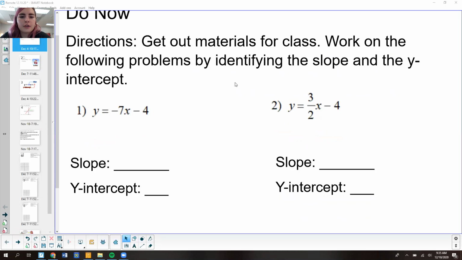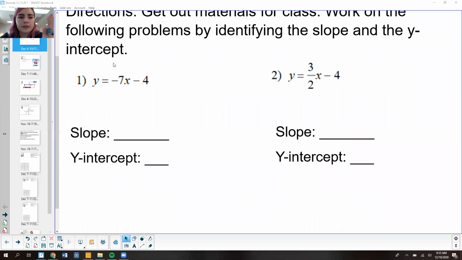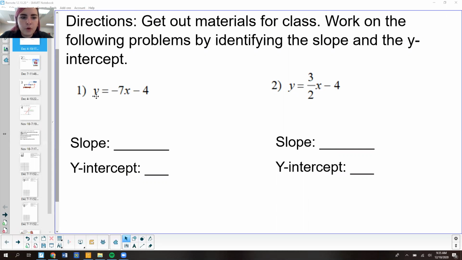We want to make sure that we understand this concept. Make sure that it's super solid. I already see that some of us have put it in the chat, which is awesome. So number one is y equals negative 7x minus 4. So this should be quite easy for most of us at this point if we've been coming to class and asking questions and paying attention.